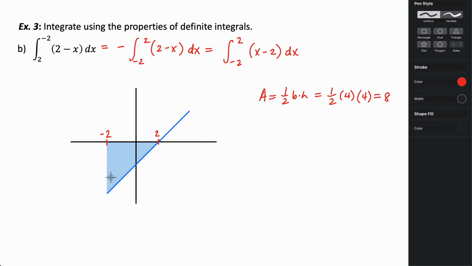Now, one thing to note, though, is this value should be negative, right? The area should be negative. So the area is actually going to be negative 8 because it's below the x-axis. So it's below the x-axis, so its area is actually going to be negative, right? So that area is negative there.